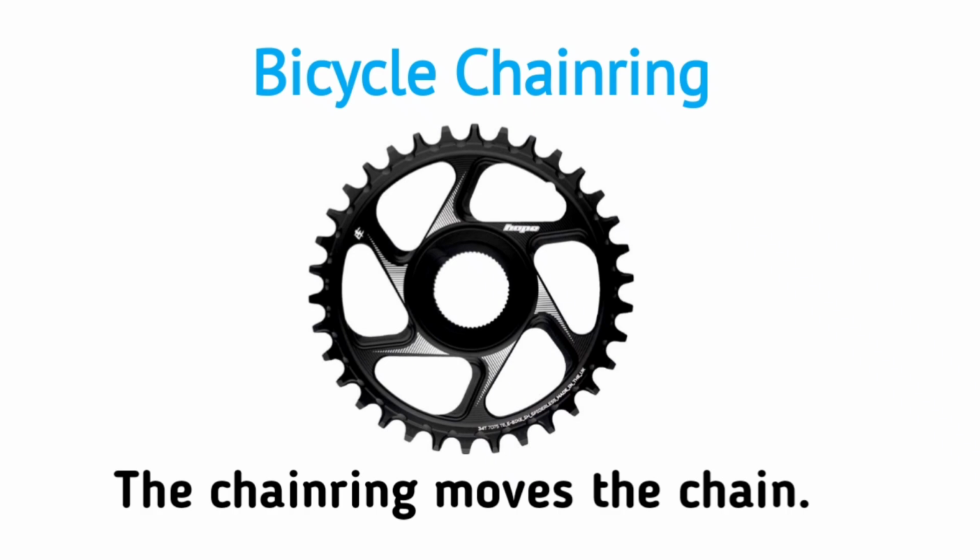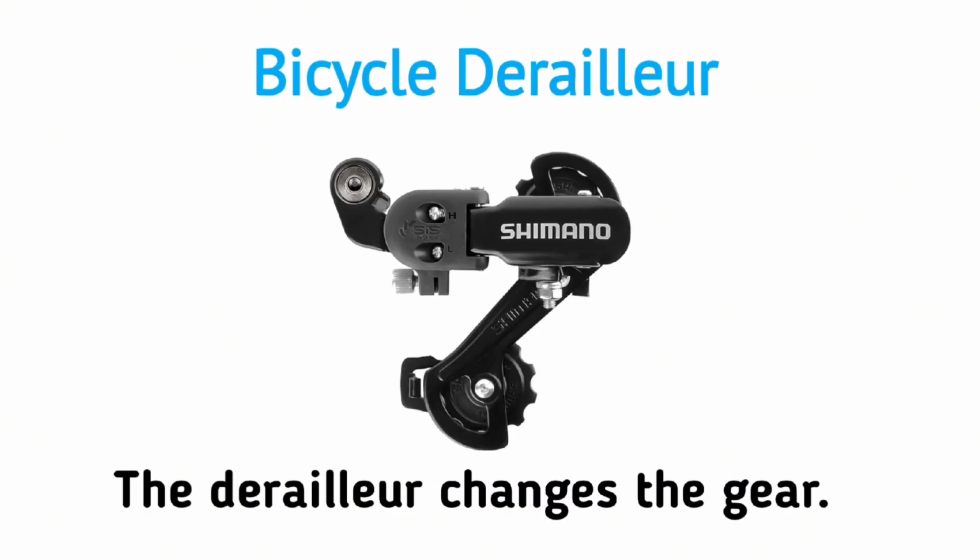Bicycle chain ring. The chain ring moves the chain. Bicycle derailleur. The derailleur changes the gear.